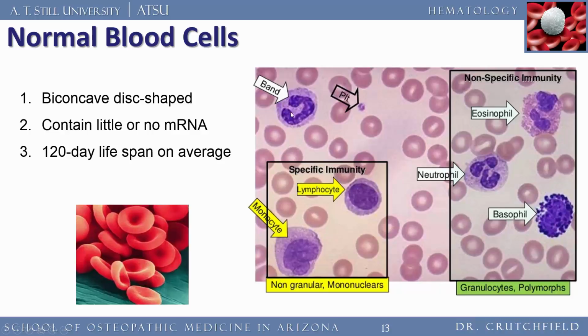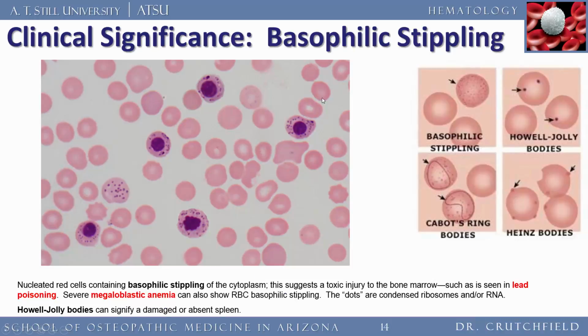So somebody that comes in and has a lot of bands, that means they're sick, they're pouring out white cells, and the white cells are hitting the periphery prematurely. And so someone who comes in and has lots of bands usually means that they're pretty sick. And we'll see more of that later. So what's the clinical significance here of red cells out in the peripheral circulation that have what's called basophilic stippling? It's not related to a basophil, it's related to the color of the stain, a basic stain. So nucleated red cells containing basophilic stippling suggests that someone might have either a megaloblastic anemia or even lead poisoning.